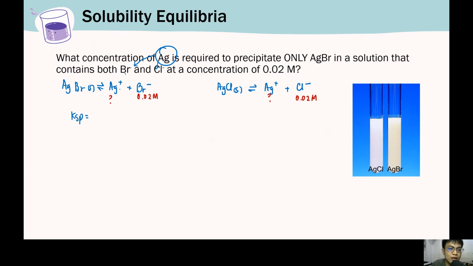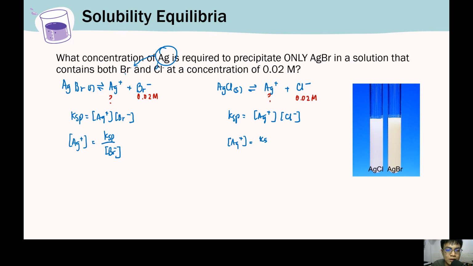Okay? So, the KSP for this equation is Ag plus Br minus. For this reaction here, it's KSP equals Ag plus and Cl minus. We want to know the concentration of silver. So we need to get the ratio of KSP and the halogen. So Ag plus is the KSP over the Br. Same with this one. Ag plus is our KSP divided by the Cl minus.